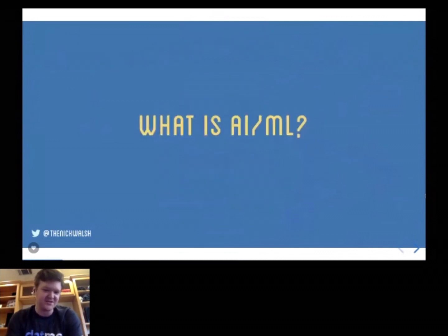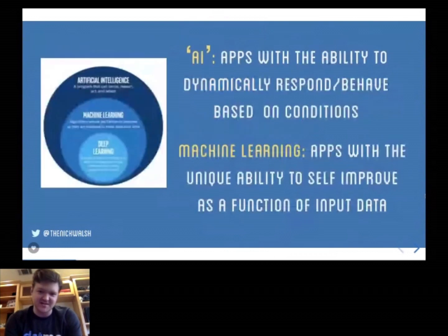This is a very similar image to what you saw in Paige's presentation, but essentially AI is, from a broader perspective, apps with the ability to dynamically respond or behave based on conditions, which a lot of people think at the most basic level can be like if statements or basic conditionals. And actually, you're not too far off with that assumption. Some extremely valuable and powerful AI algorithms like decision trees are actually based on just nested decisions. But the special sauce is really in how they determine what those conditionals will be.